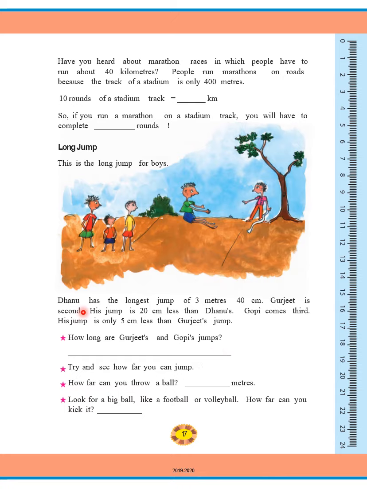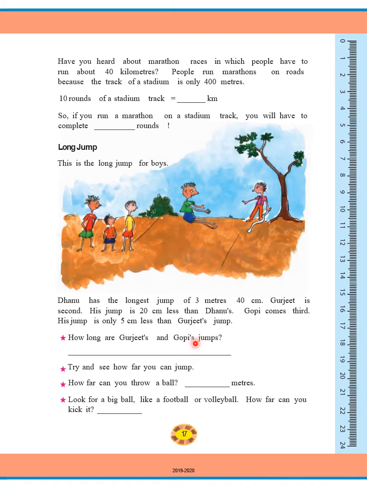Here first Dhanu has the longest jump and the jump is 3 meters 40 centimeters. So Gurjeet is only behind Dhanu and he is 20 centimeters less than Dhanu's long jump. So we will subtract 20 centimeters from 3 meters 40 centimeters and we will get the answer 3 meters 20 centimeters. So Gurjeet's long jump is 3 meters 20 centimeters.